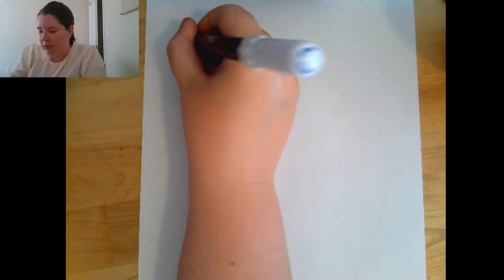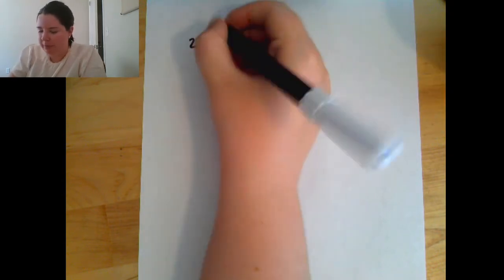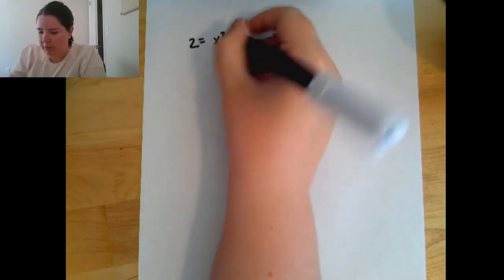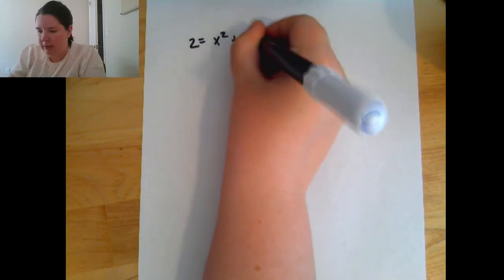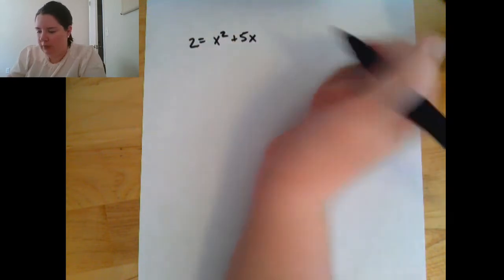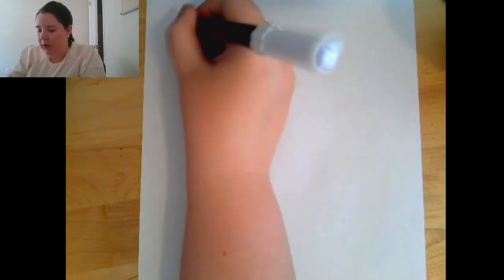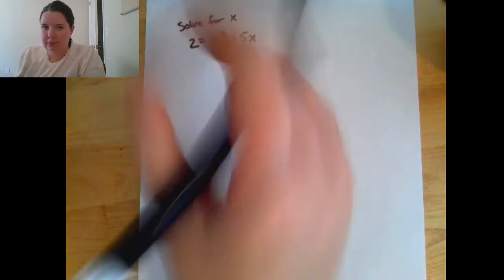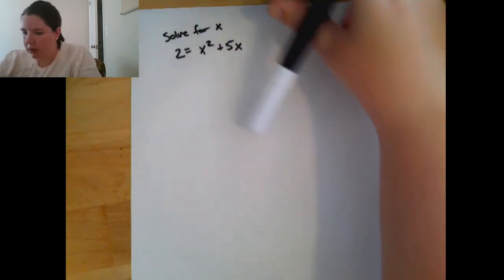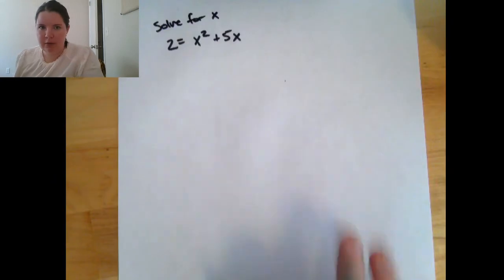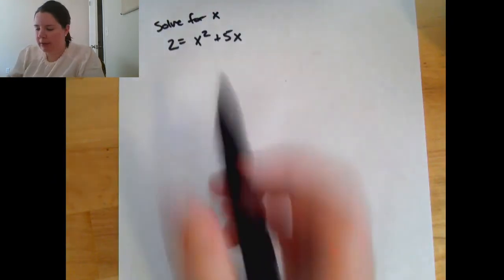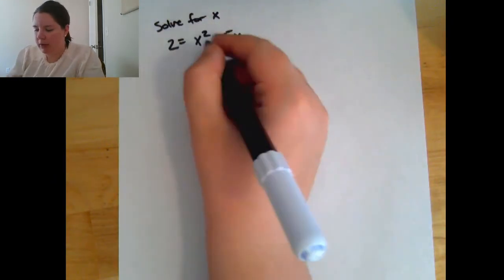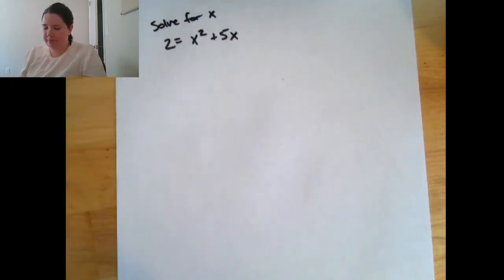And here's the problem. We're going to do 2 equals x squared plus 5x, and we are told to solve for x. And zoom in a bit here. There we go. Solve for x when 2 equals x squared plus 5x.